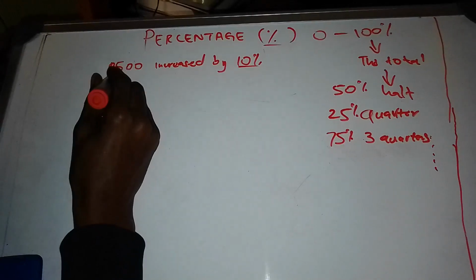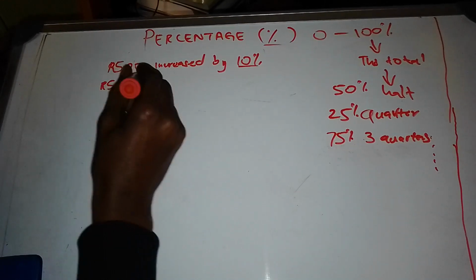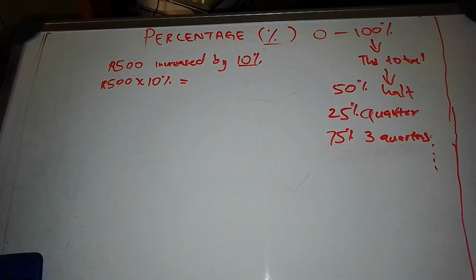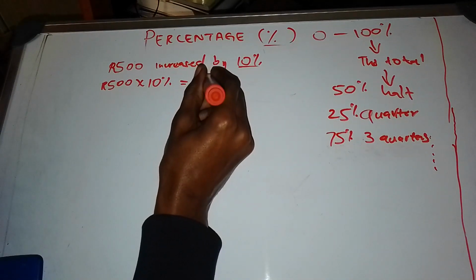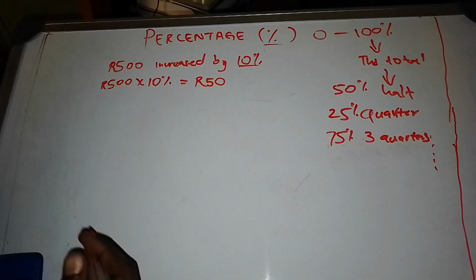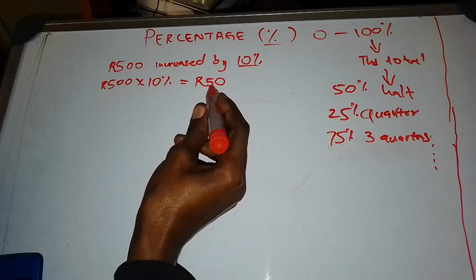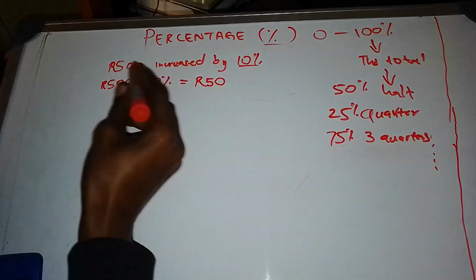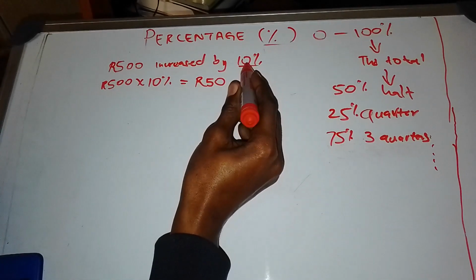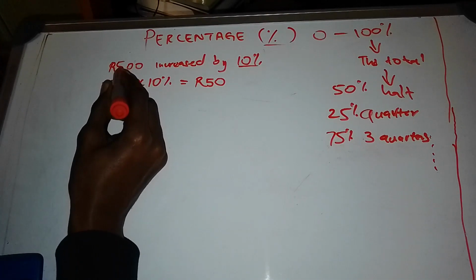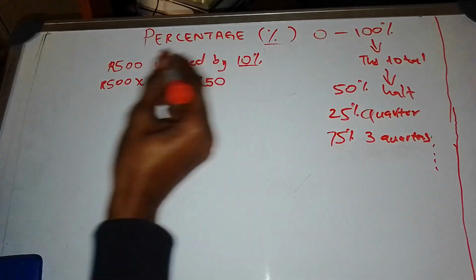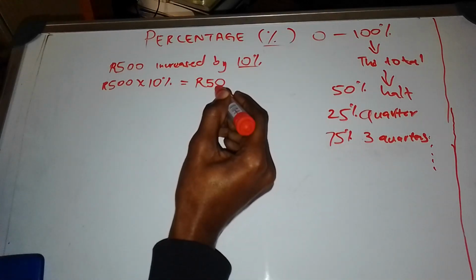So what you will do, you will say 500 rands times 10%, and then you get the answer, which is 50 rands, right? Now that's your 10% of 500 rands, which means 10% of 500 is represented by 50 rands.